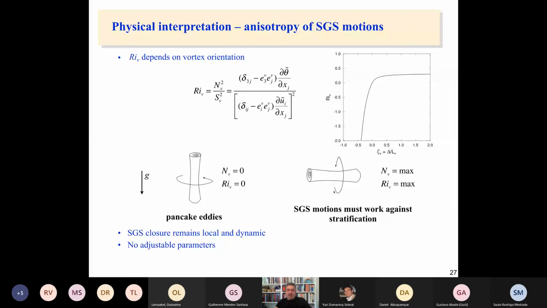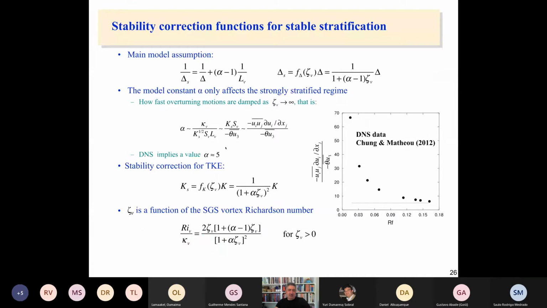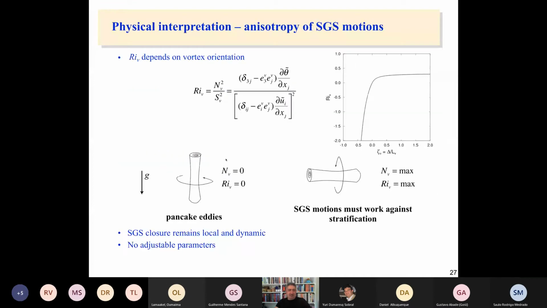So the Richardson number in this case is a maximum, and you're getting the most penalty for your length scale and the decay. Everything we did is local and still dynamic. There are no adjustable parameters in this. We had this parameter here, this alpha, but we set it to 5, and we just set it like that. We never change it. We don't change it depending on what flow we're running.